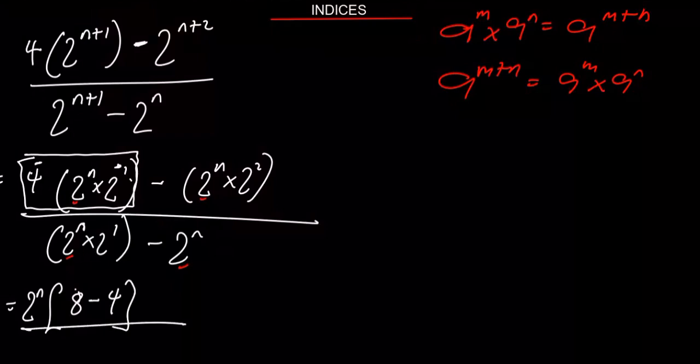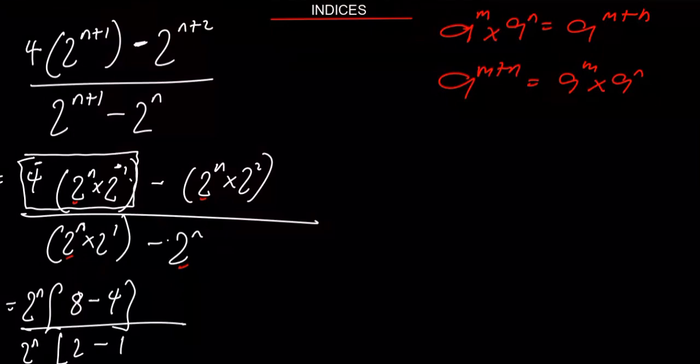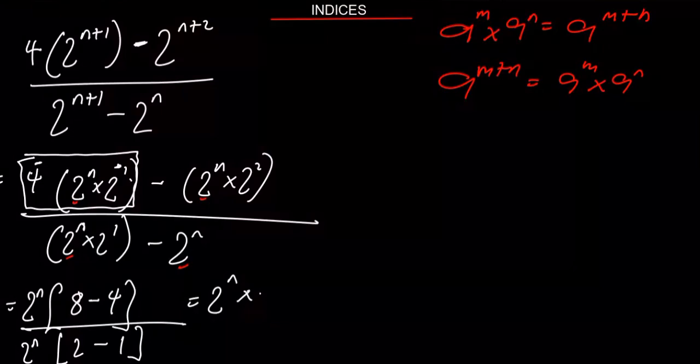Then all over this side, if I remove 2 raised to power n, I'll be having 2 raised to power 1 left, minus. Here, if I remove 2 raised to power n, I'll be having nothing remaining, and what I'm having is just 1, because 1 is like a coefficient of everything. So here is 2 raised to power n times 8 minus 4, which is 4. You can cancel out this, so this will give me 4 over 1, and my answer is 4.